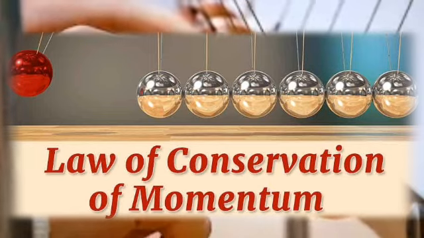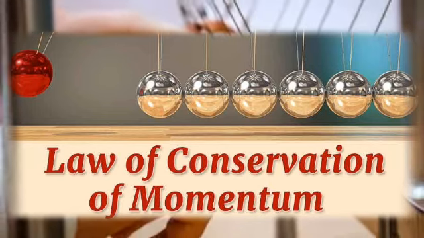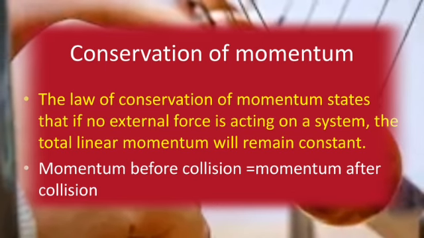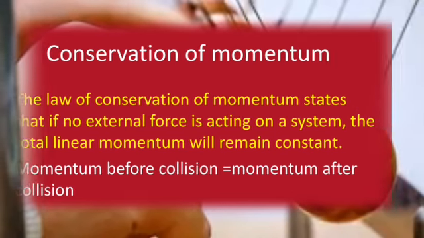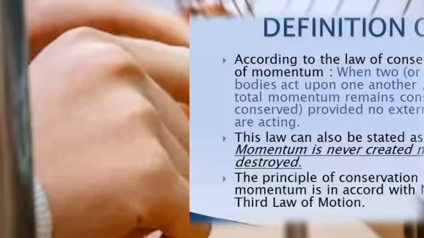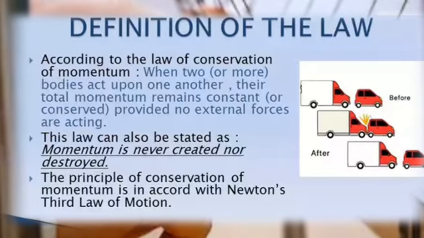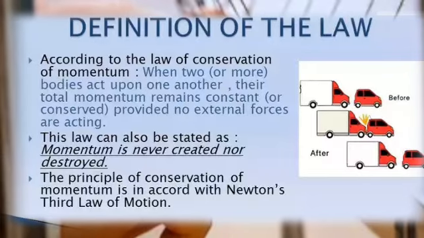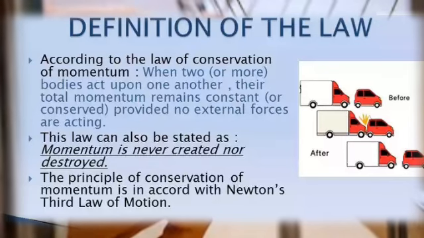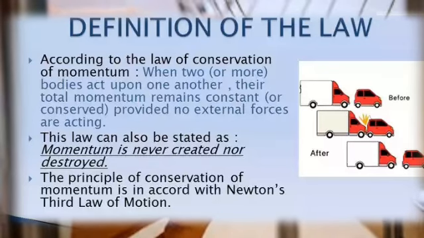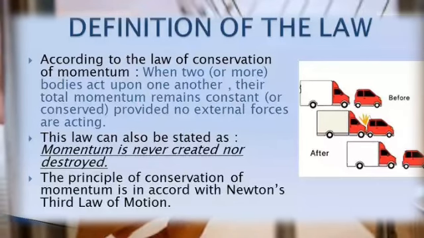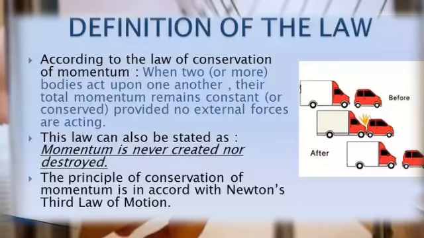Law of conservation of momentum. The law states that if no external force is acting on a system, the total linear momentum will remain constant. Before collision is equal to after collision. Definition of the law: when two bodies act upon one another, their total momentum remains constant. The principle of conservation of momentum is in accord with Newton's third law of motion. Momentum is never created nor destroyed.